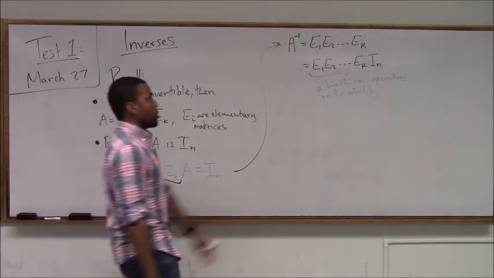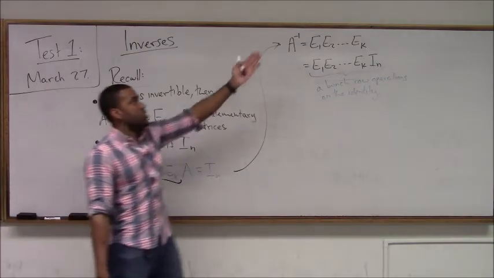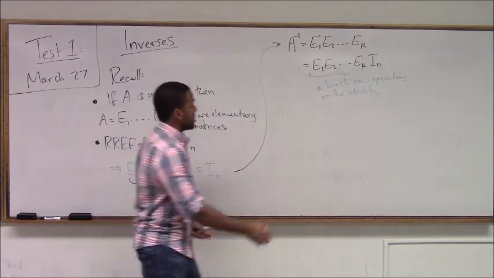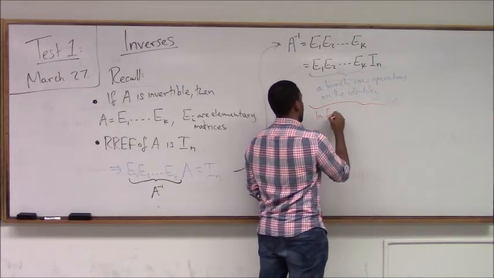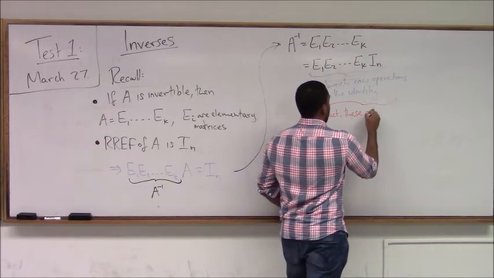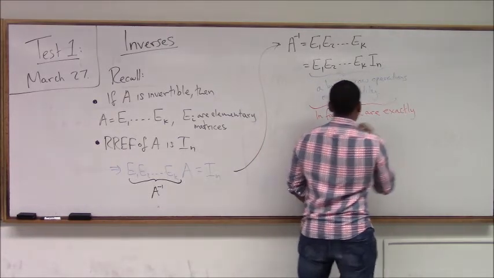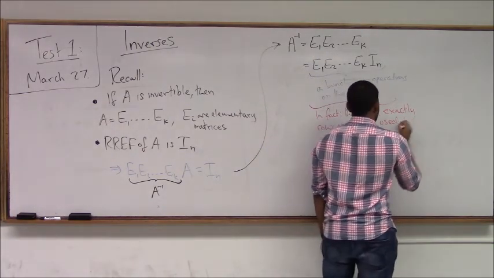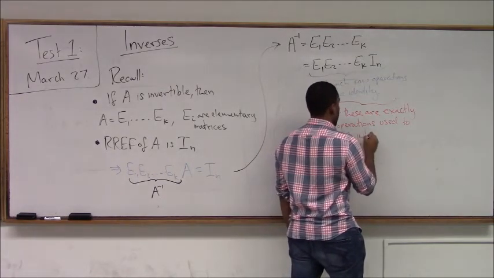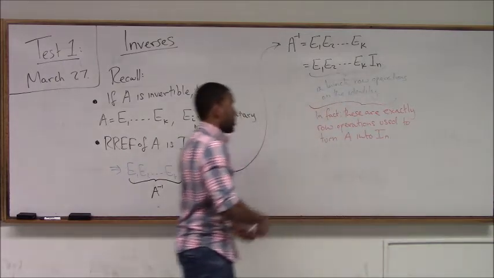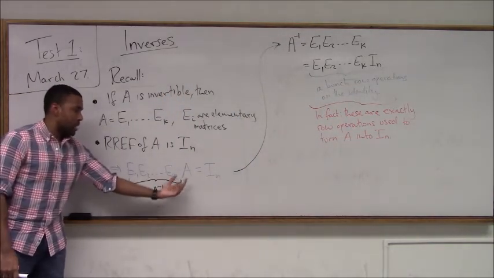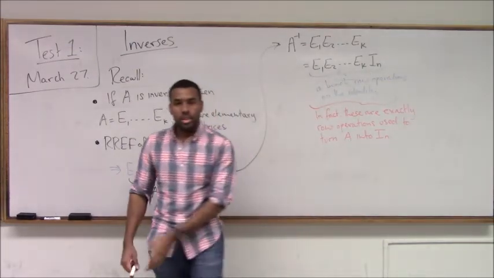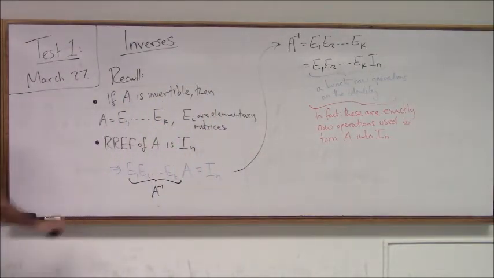Okay. So in other words, this leads to the fact that I can write an inverse of a matrix as a bunch of row operations performed on the identity. In fact, these are exactly the same row operations used to turn A into the identity. The same ones that I apply to A to get the identity are exactly the same ones I can apply to the identity to get A inverse. This gives us one method to find an A inverse. I'm going to do a bunch of row operations on an identity matrix.